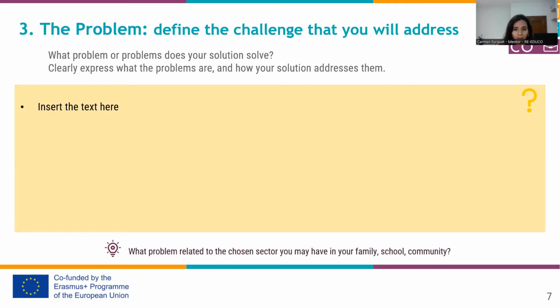In order to find a problem that we want to solve, we have to look in our closest community. That is, we have to ask ourselves what problem is related to the chosen sector. For example, if you have chosen the climate change sector, which problem related to climate change or the sustainability of our daily actions may I find in my family, in my school, my community, my friends, whatever.